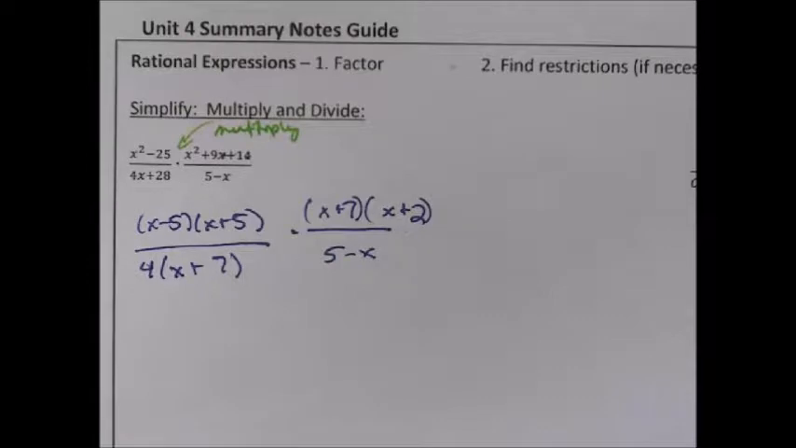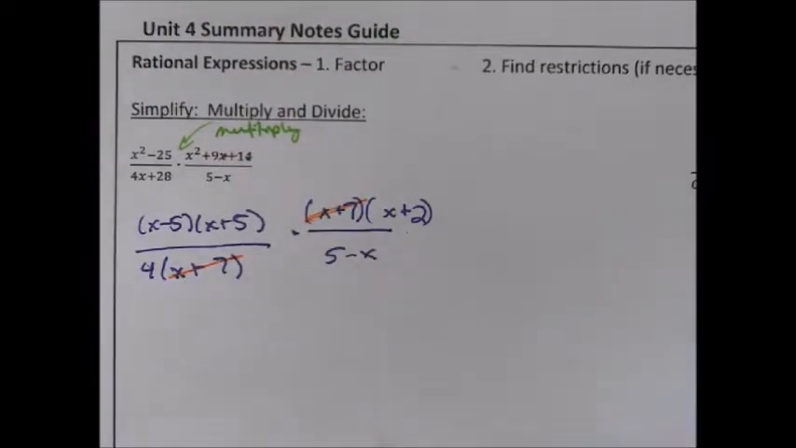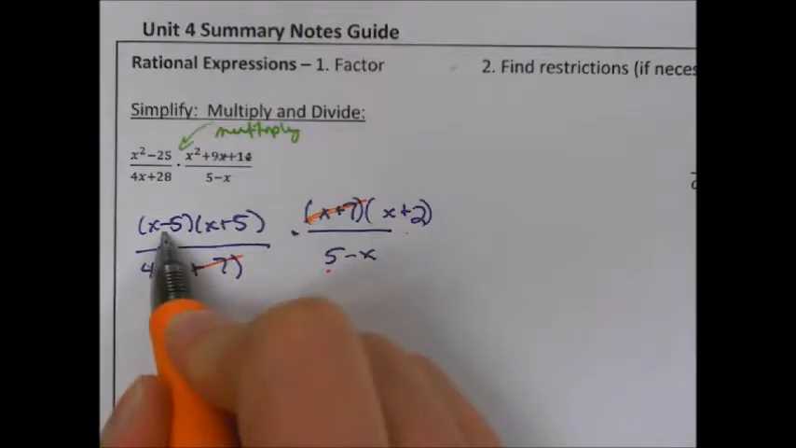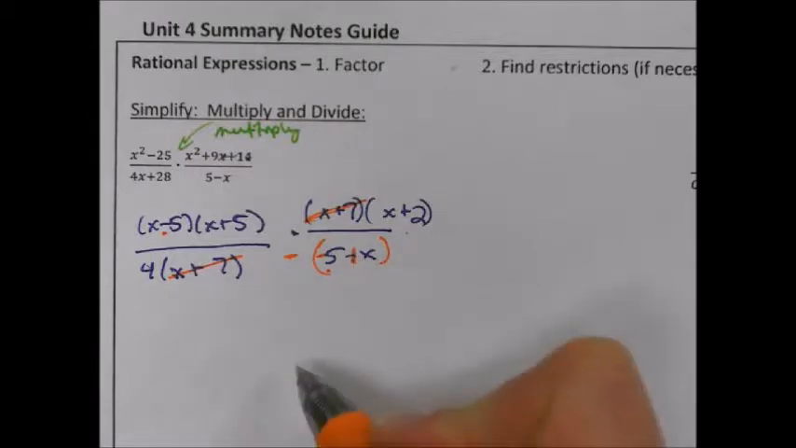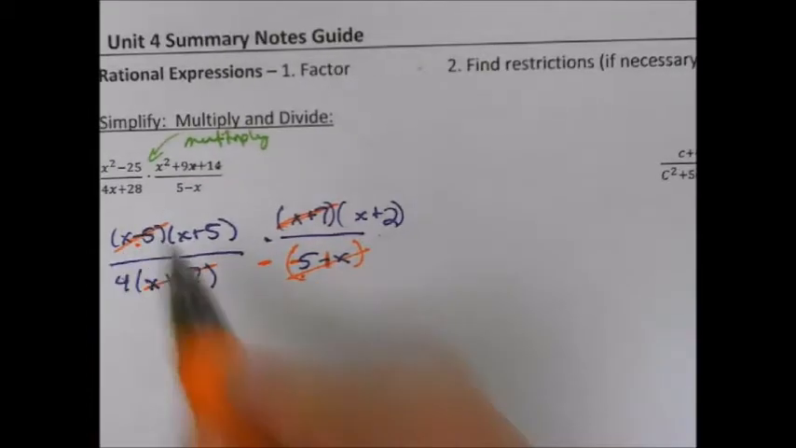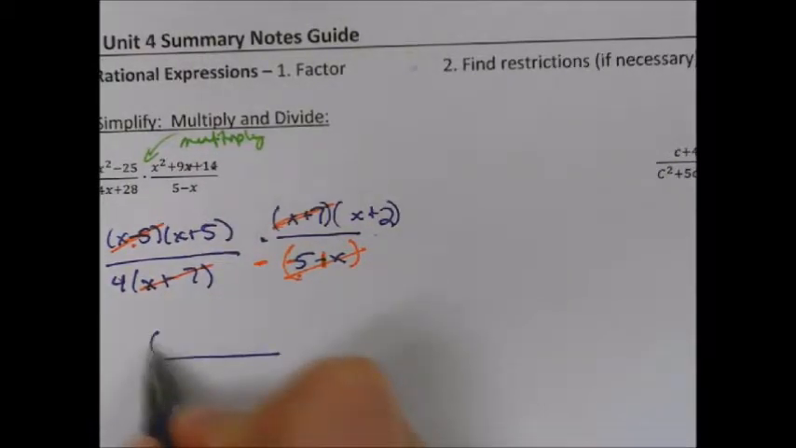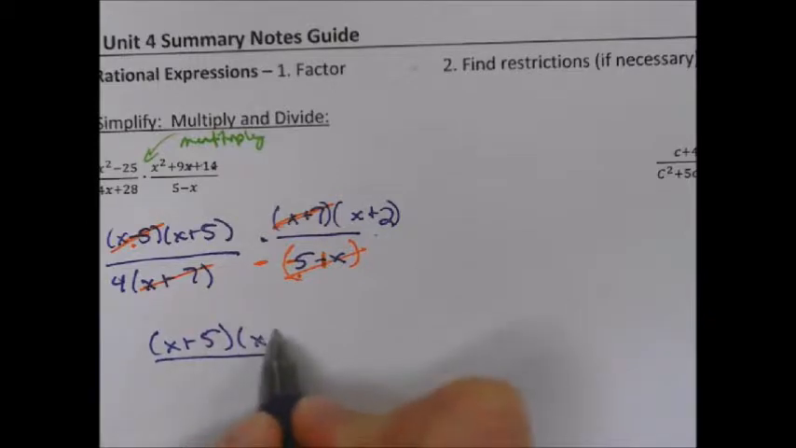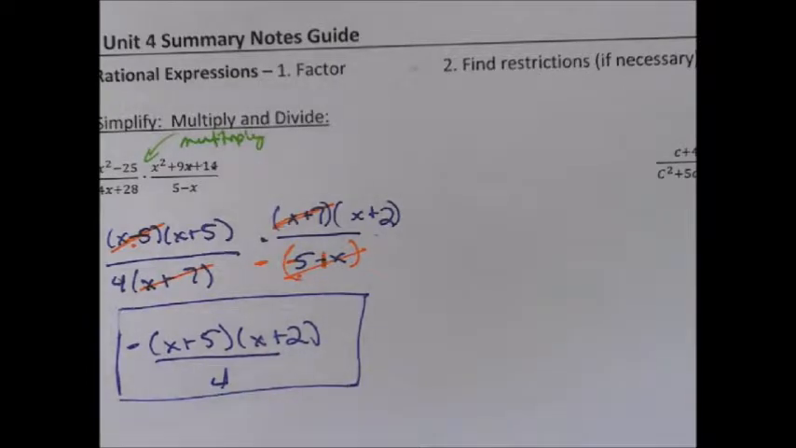Now we can look for which piece is reduced. So the x plus 7 is reduced. And then I notice that 5 minus x and x minus 5 are opposites. So I can take out the negative, switch the signs, then those reduce. And what am I left with? On top, I'm left with x plus 5 times x plus 2. I have a negative and a 4, and that's my answer. Okay, let's go ahead and look at the next example.